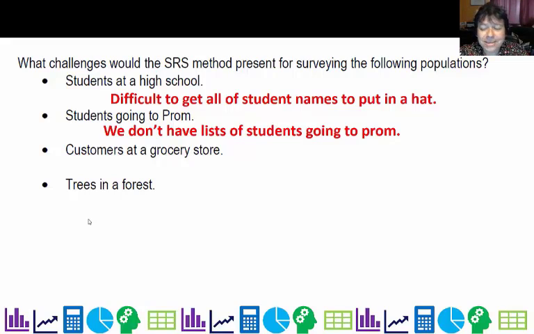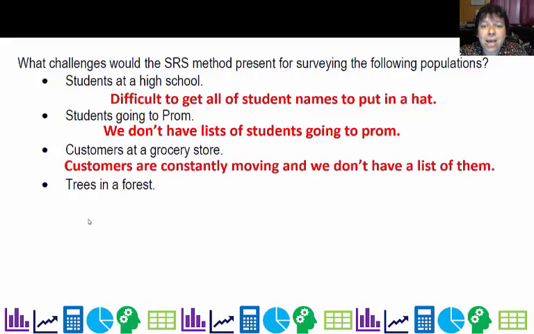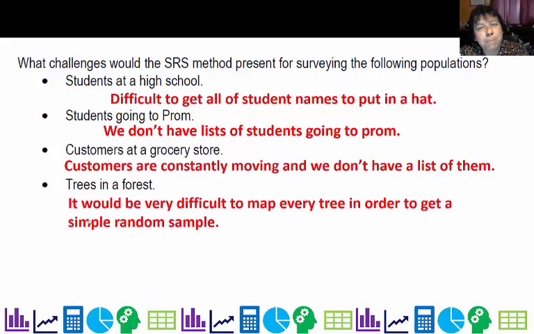Customers at a grocery store, that's even worse. They're moving around, and I definitely don't have a list. That would be a difficult one to sample randomly using an SRS method. Trees in a forest, we could do it. I could map every tree and number every tree or name it some unique identifier, and then I could put them all in a hat and draw them.